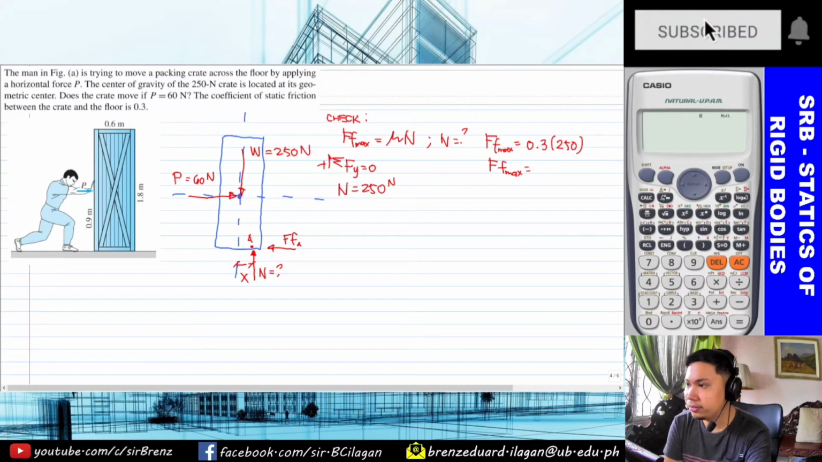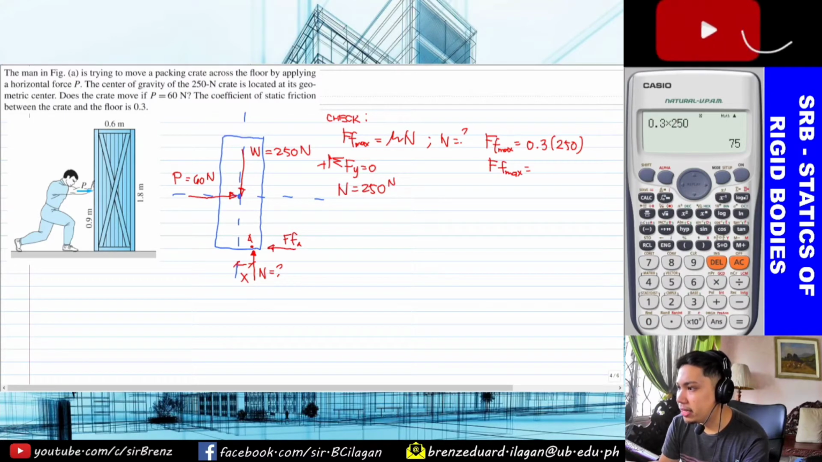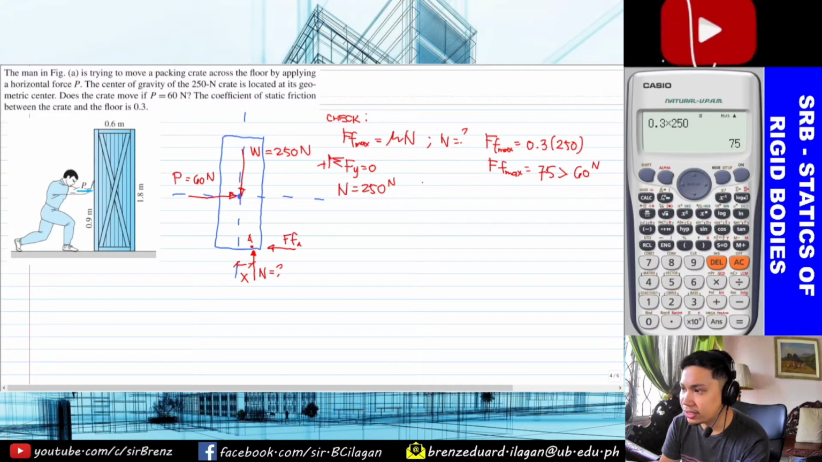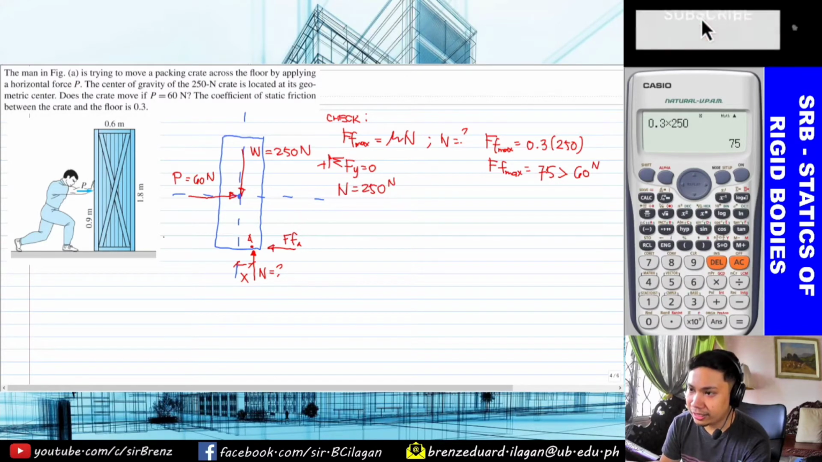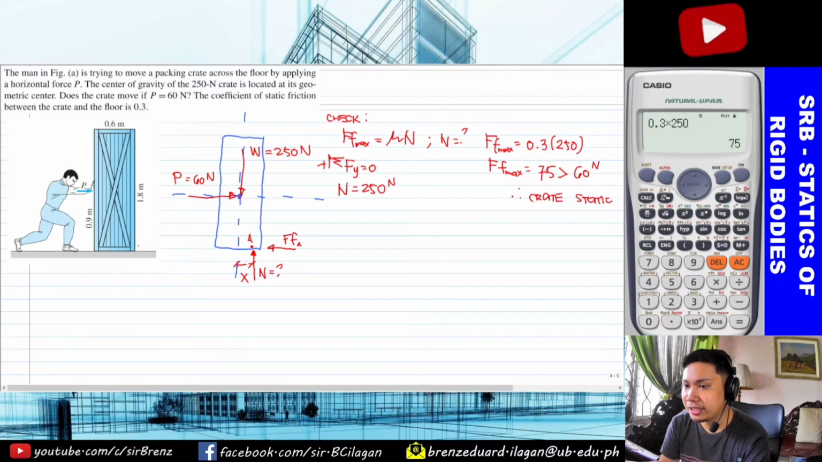So the answer for that is equivalent to, saan ba yung calculator natin? So 0.3 times 250. So that is equivalent to 75. Okay? So yung maximum possible frictional force na pwede ma-experience ng body na to, kung mapapansin nyo, is greater than dun sa 60 natin. So what can we conclude dito sa na-discover natin? Therefore, the crate will be static. So hindi siya gagalaw, at the same time hindi siya magta-topple over.